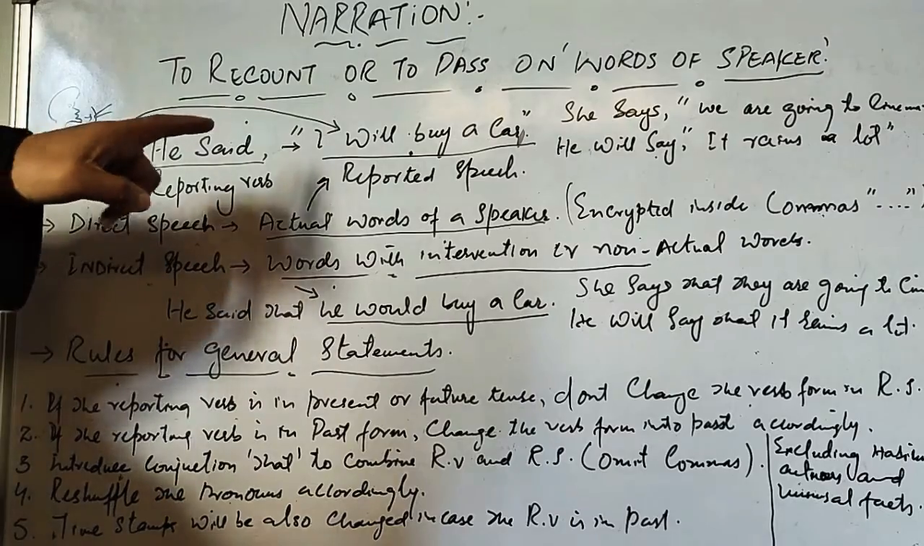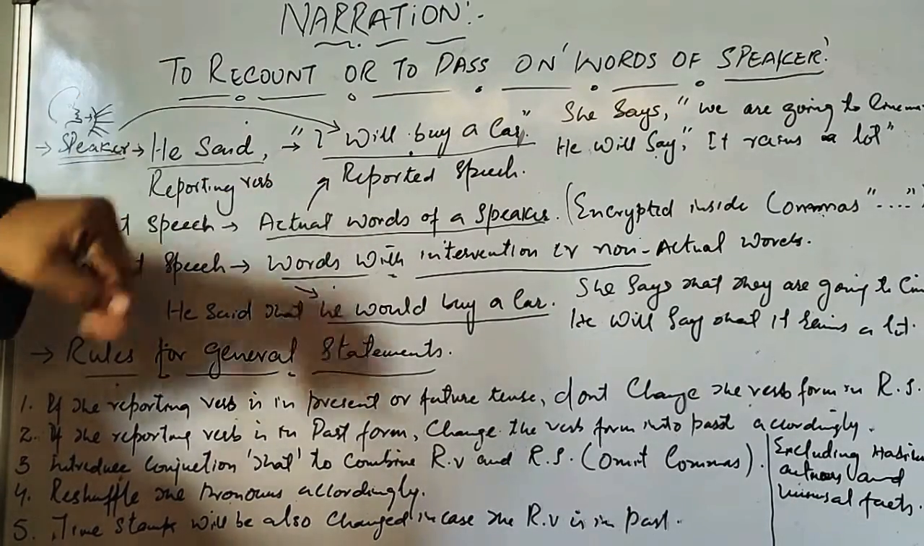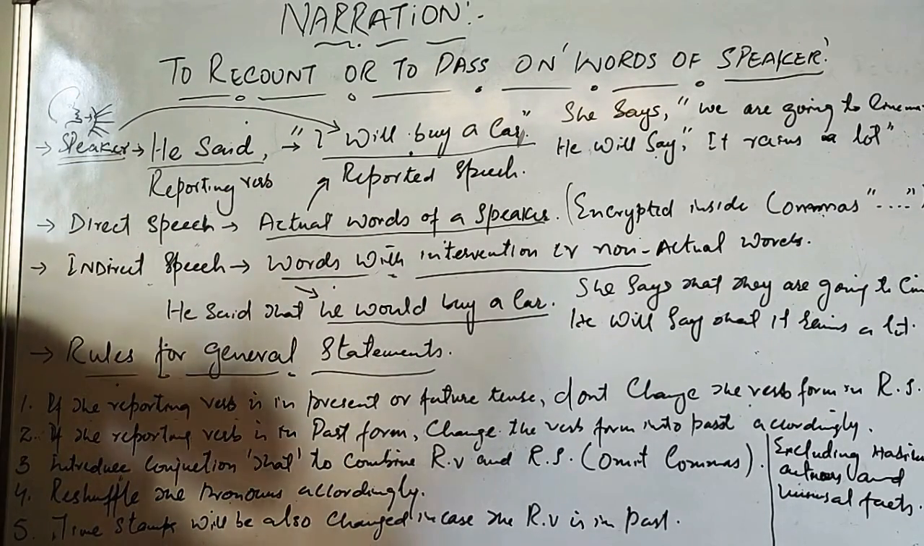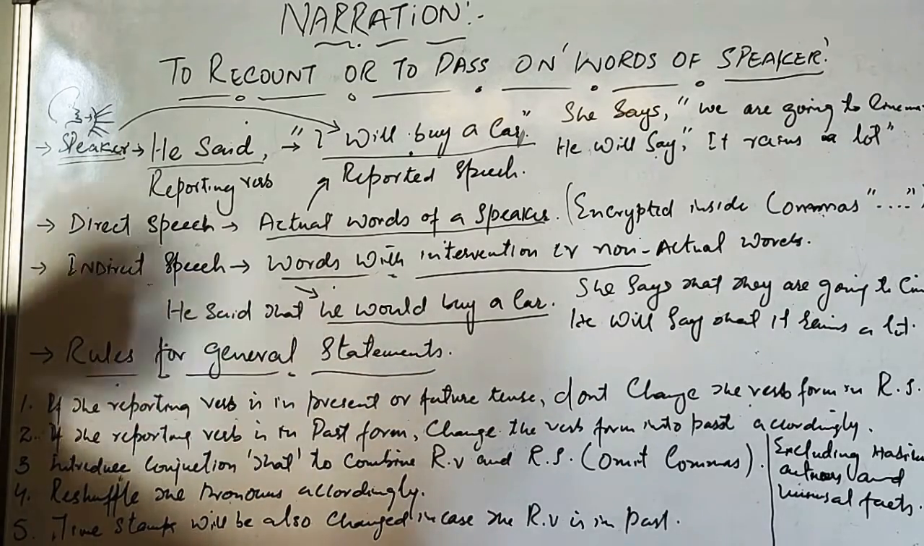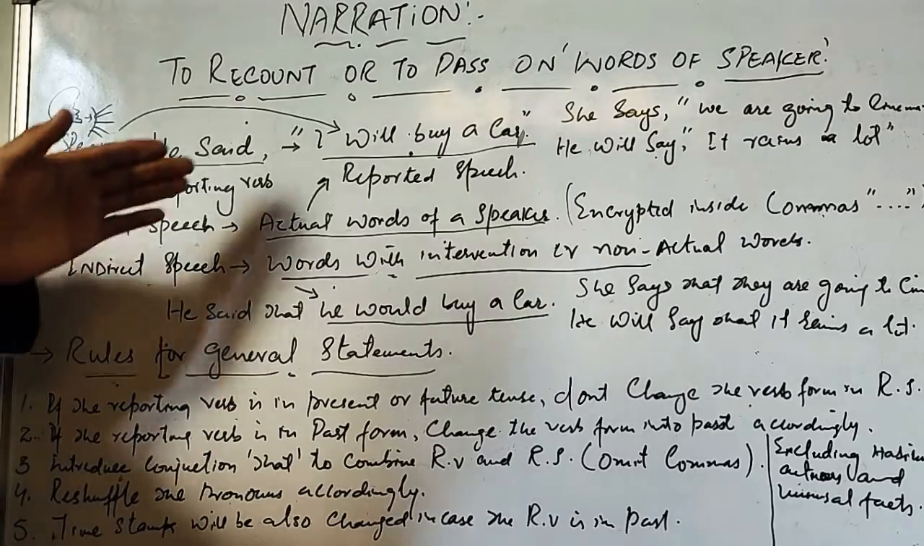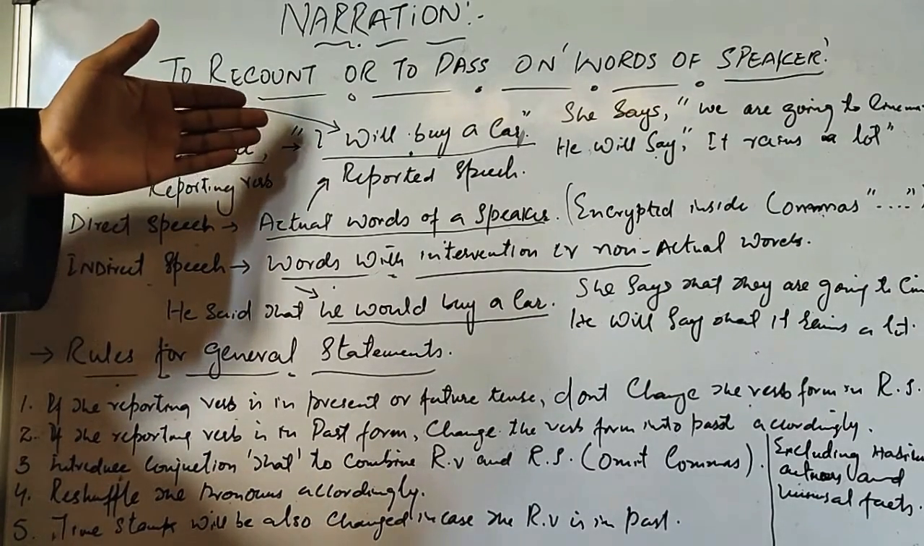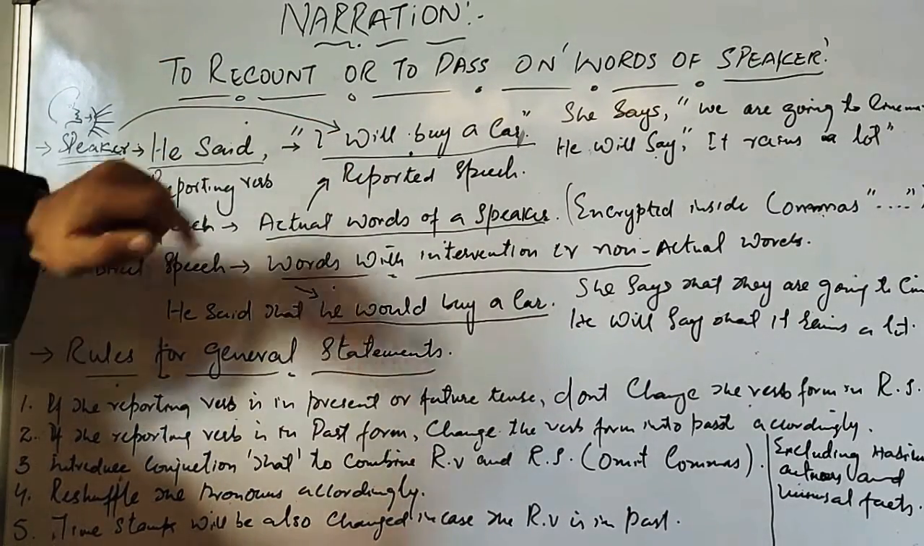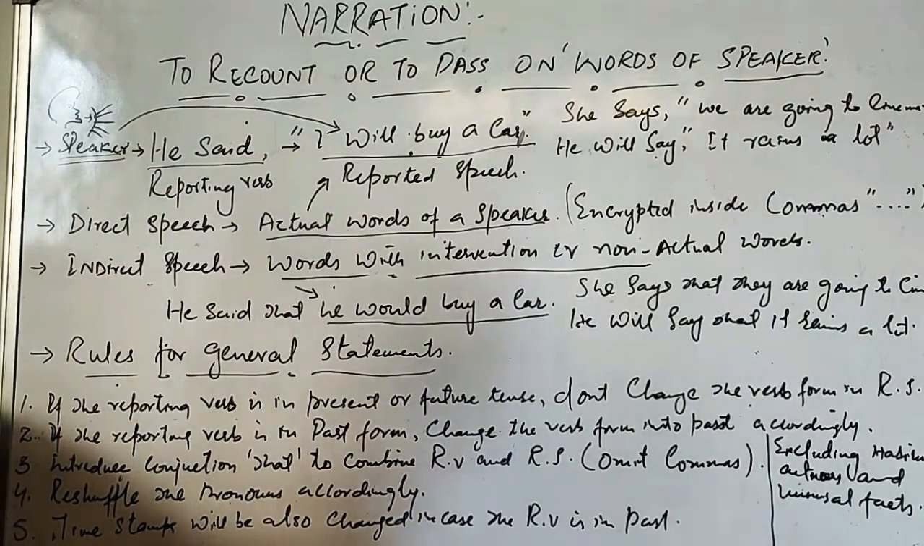There are two ways we pass on the words of a speaker. Number first is when we use the actual words of a speaker, that's called direct speech. These words are generally enclosed inside inverted commas, like you see in the above example.